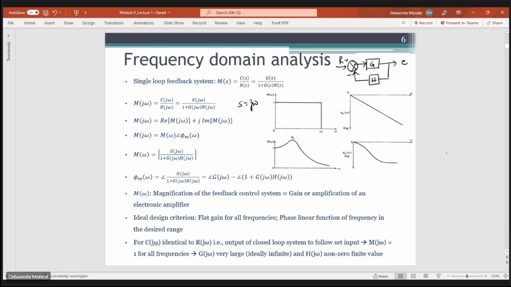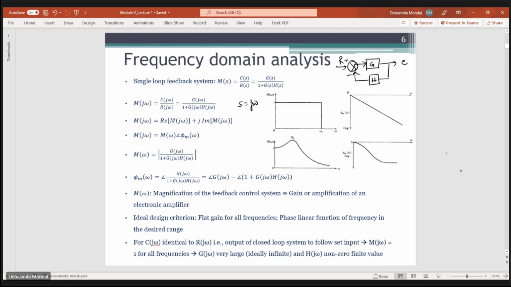So R is my reference input or the set input that we are providing, and the main aim is that the output should follow this set input, right? So if your output has to follow this set input, that means the values of C and R should be identical. Now if C(jω) has to be identical to R(jω), that means the output of the closed loop system follows the set input, then in that case you can write that M(jω) should be equal to 1. In that case only C(jω) becomes equal to R(jω), right?